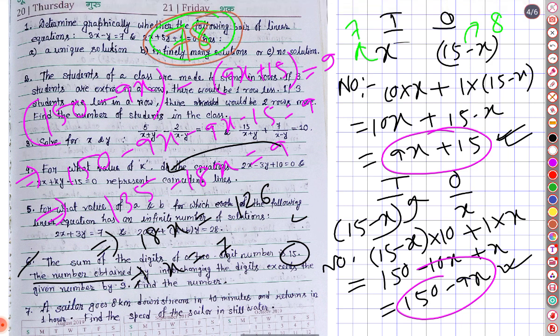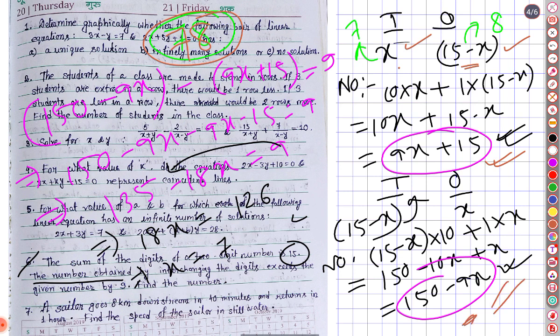Next question. Hope all of you understood. Once again, I'm just taking 1 minute. Suppose one number has x in the tens place, and the ones place will be 15 minus x, since the sum of the digits is 15. So the number is 10 times the tens place plus 1 times the ones place. Again if we interchange the digits, 15 minus x will come this side, x will come this side, so you will get the new number.